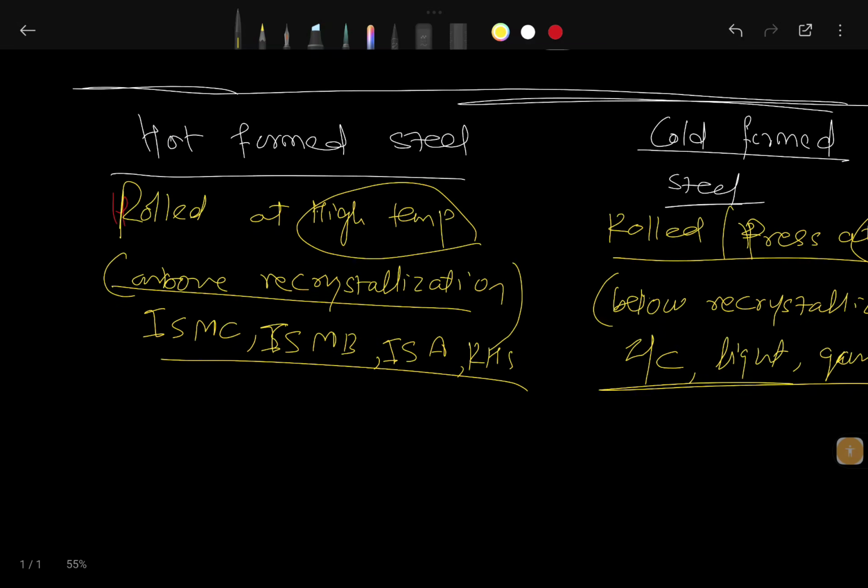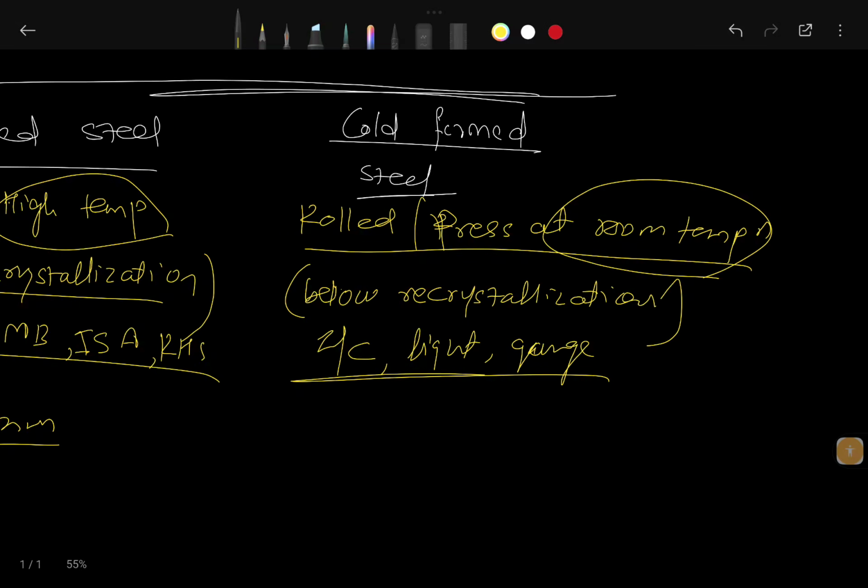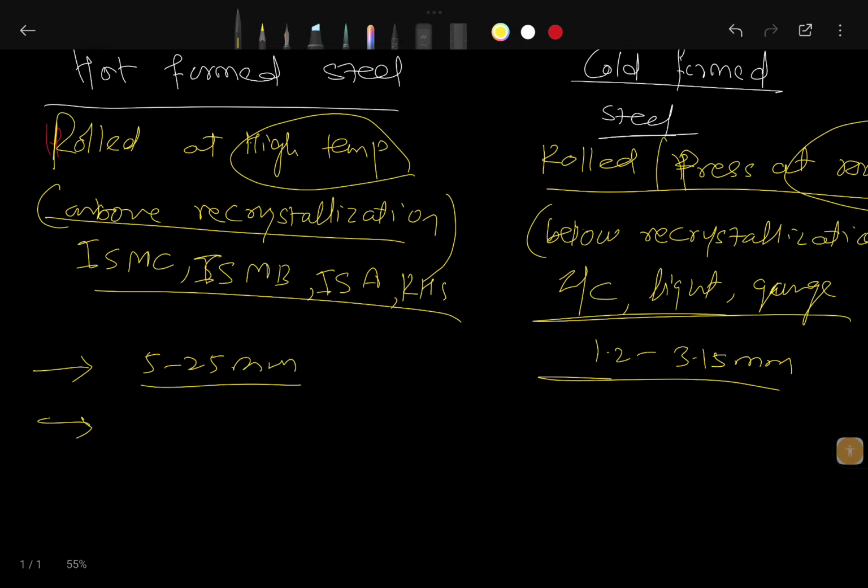Second point, the thickness of hot roll steel varies from 5 to 25 mm, while cold form members have thickness of 1.2 to 3.15 mm. The third point, these are open or closed sections, and channel sections have Z or C. For this we use IS 800 2007, and for this IS 801. And fabrication is usually welded or bolted. Both we use, welded or bolted.